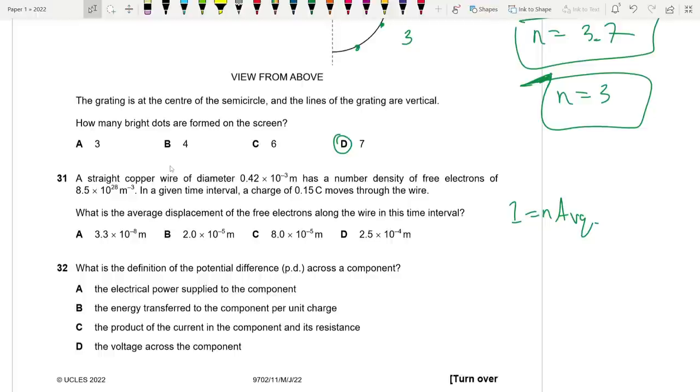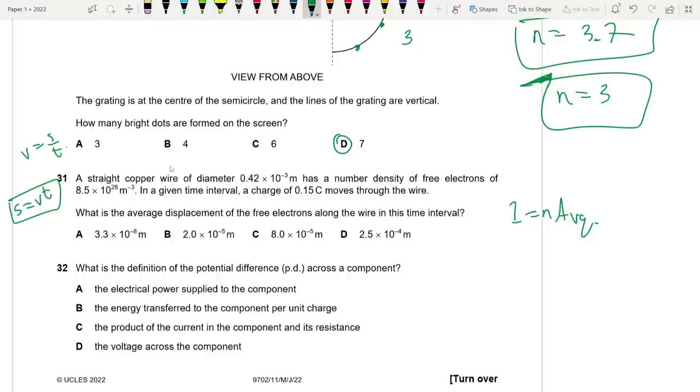In a given time interval. How do we solve this? Basically, Q is equal to It. I is equal to Q by t, right? For a given time interval. Okay, so velocity is equal to displacement by time, s by t. We want to find out the displacement. So displacement is basically velocity times time.